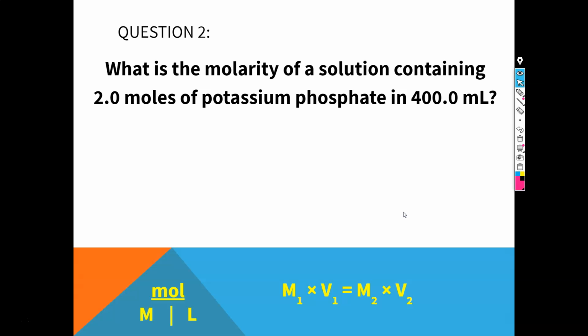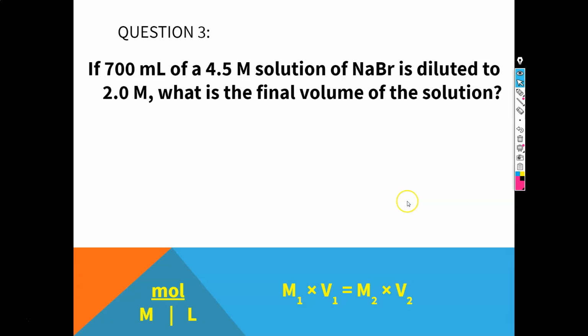Question 2, what is the molarity of a solution containing 2.0 moles of potassium phosphate? We might need to help you remember that potassium phosphate is K3PO4, for those of you who don't remember what potassium phosphate is. Okay. Next, we're going to go on to question 3.